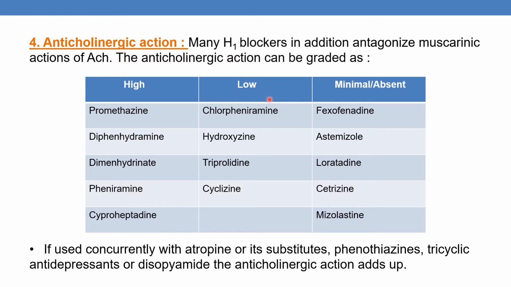Those which have low anticholinergic action are chlorpheniramine, hydroxyzine, triprolidine, cyclizine. Those which have minimal or absent anticholinergic action are fexofenadine, astemizole, loratadine, cetirizine and mizolastine. If antihistaminics are used concurrently with atropine or its substitutes, phenothiazines, tricyclic antidepressants or disopyramide, the anticholinergic action adds up.